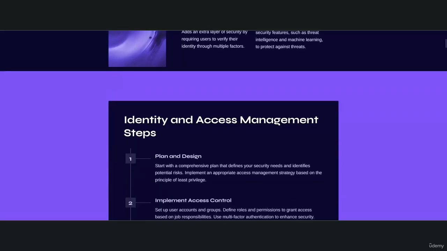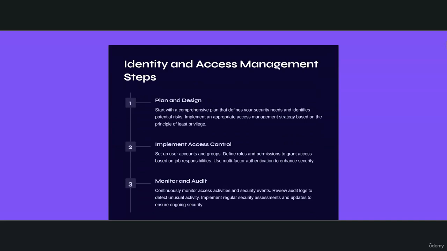Identity and access management steps. Plan and design. Start with a comprehensive plan that defines your security needs and identifies potential risks. Implement an appropriate access management strategy based on the principle of least privilege. Implement access control. Set up user accounts and groups. Define roles and permissions to grant access based on job responsibilities. Use multi-factor authentication to enhance security.